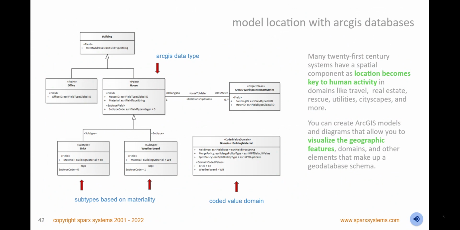Model location with ArcGIS databases using the inbuilt support for geodatabases. Many 21st-century systems have a spatial component as location becomes key to human activity in domains like travel, real estate, rescue, utilities, cityscapes, and more. You can create ArcGIS models and diagrams that allow you to visualize the geographic features, domains, and other elements that make up a geodatabase schema. You can import and export models to and from ArcGIS databases.